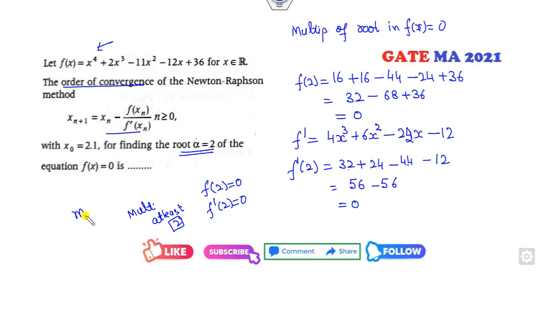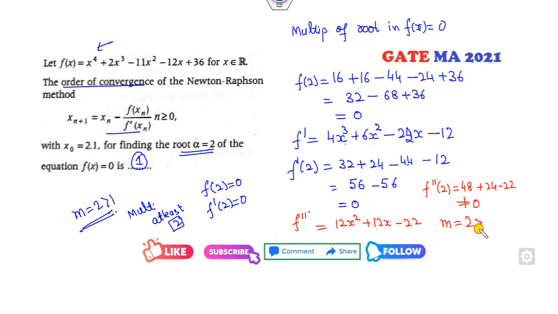Fine. So it means m is at least 2, which is greater than 1. So the order of convergence is 1. There is no need to find the third derivative. But if you want to find the second derivative, we can see it's 12x squared minus 22. What is the second derivative at the point 2? 48 minus 22, which is non-zero. So m is 2, which is greater than 1. So that means the order of convergence is 1.